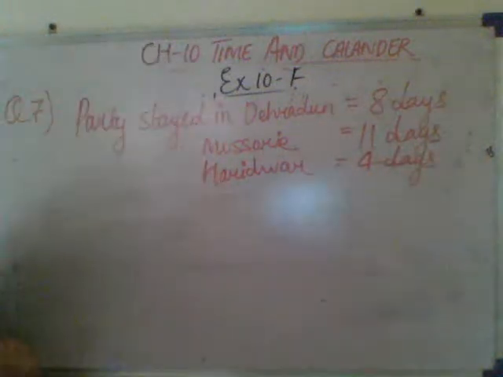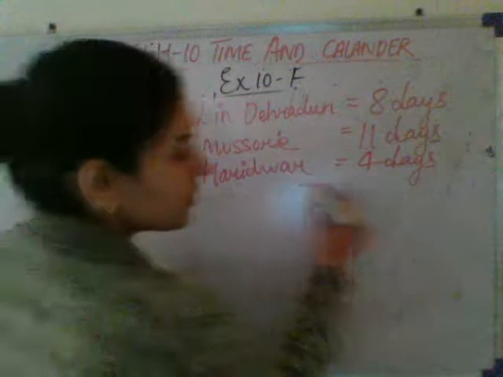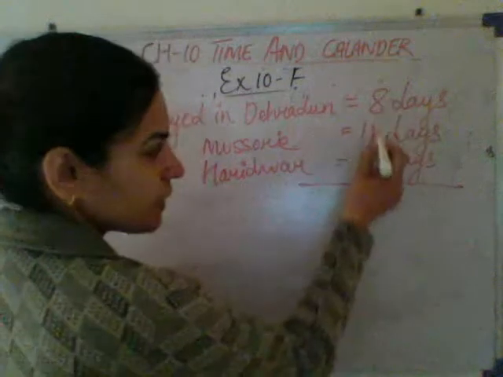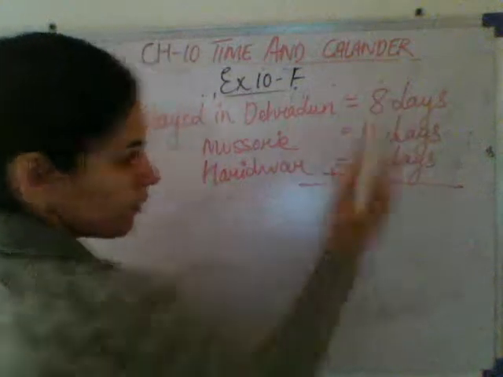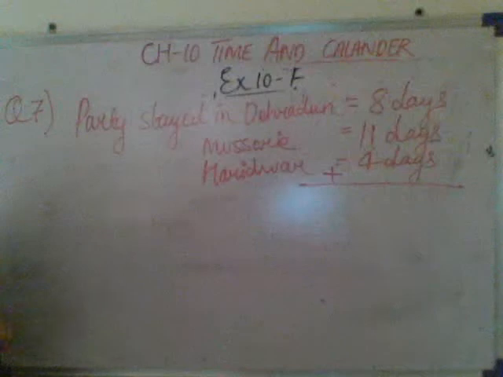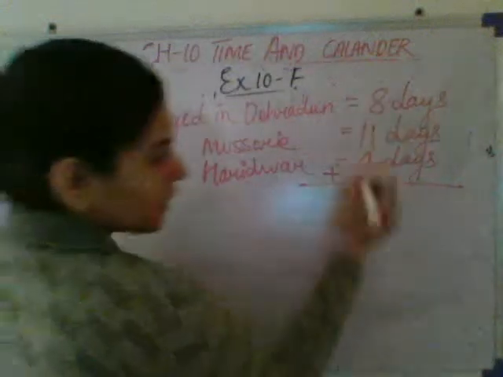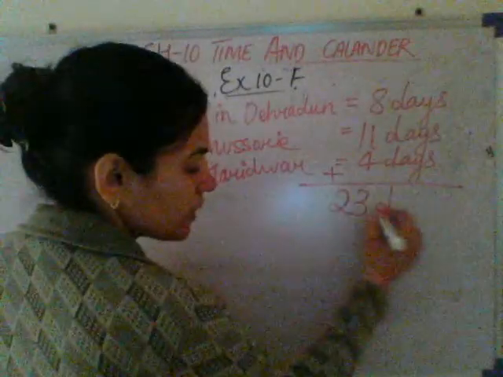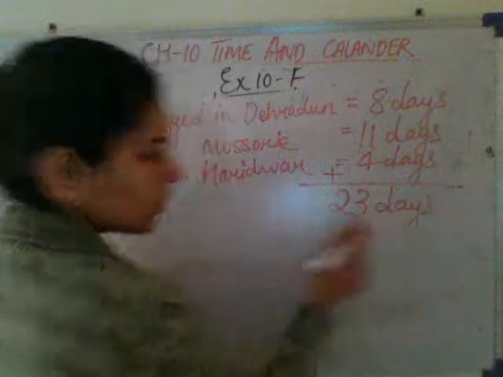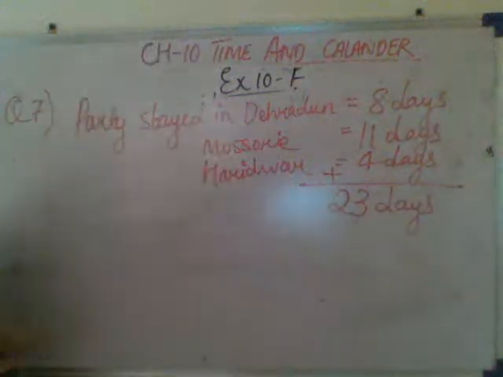So for the total number of days the party stayed, what will you be doing? We have to add 8 plus 11 plus 4. If we add all this, we will be getting 23 days. So the party stayed a total of 23 days.